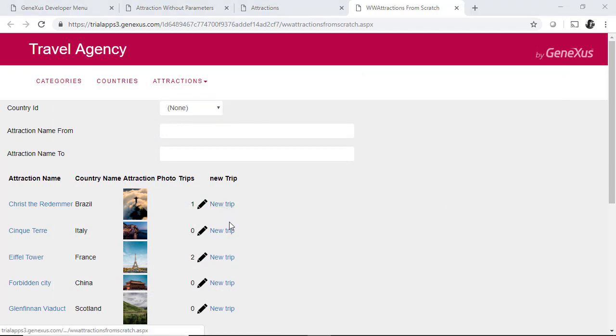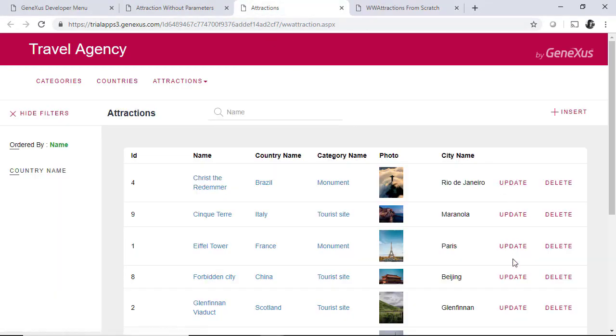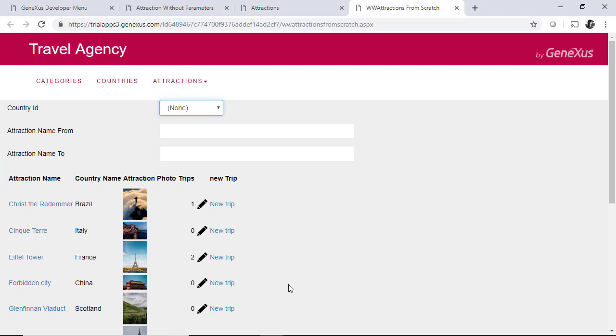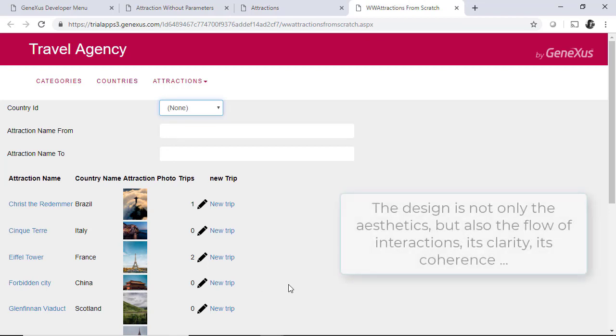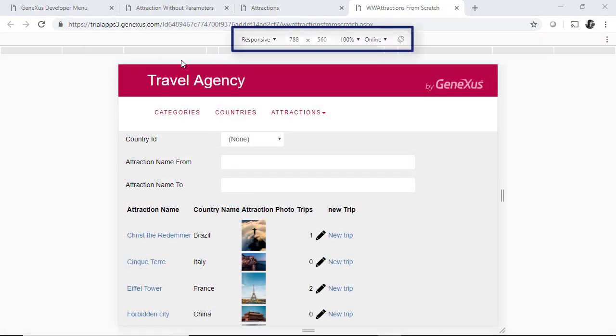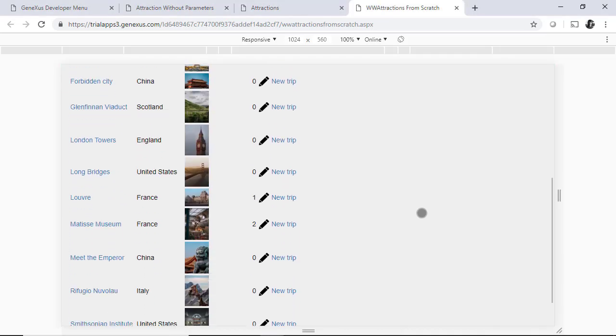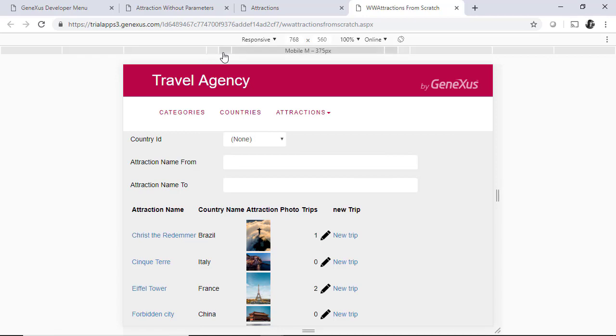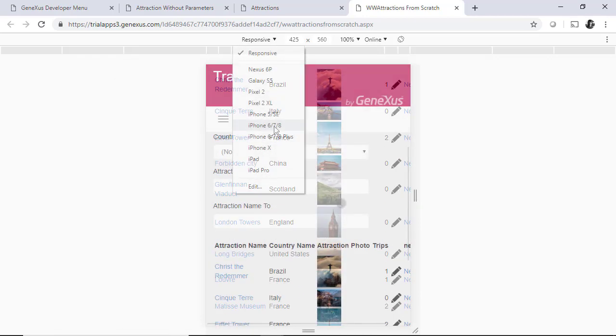We can also overlook the fact of abiding by a unified criterion regarding ways of interaction between user and applications, and among different screens, all of which is also considered as part of the solution's design. This means that the design includes not only aesthetic aspects, but the flow of interactions as well, including clarity and coherence. All of this applies to the various screen sizes and the different platforms, such as Android phones and iOS tablets, among others. The application should look the same and stay uniform in all cases.